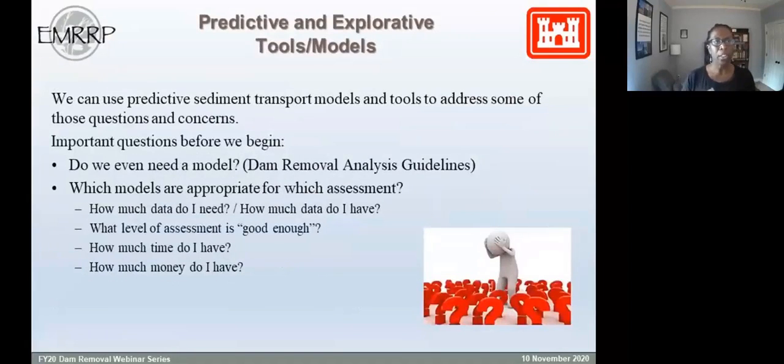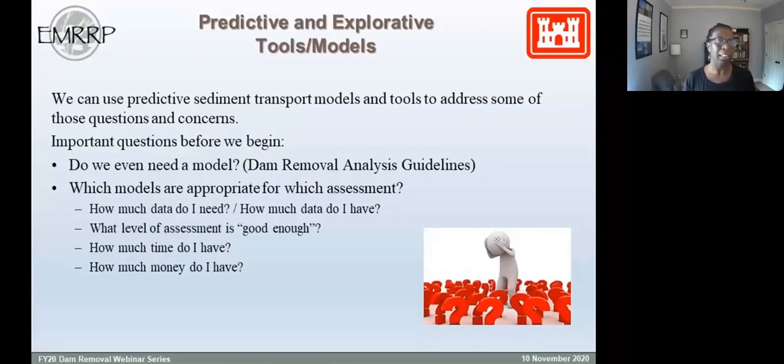So we can use these predictive sediment transport models and tools to address some of the questions that I just mentioned, but even before we begin, there are certain important questions that we have to ask ourselves. The first question might be, do we even need a model? I think Susan mentioned this last week when she was talking about information out of the dam removal analysis guidelines, in which, with an understanding of the system, you have to be able to determine if you need a model in the first place.